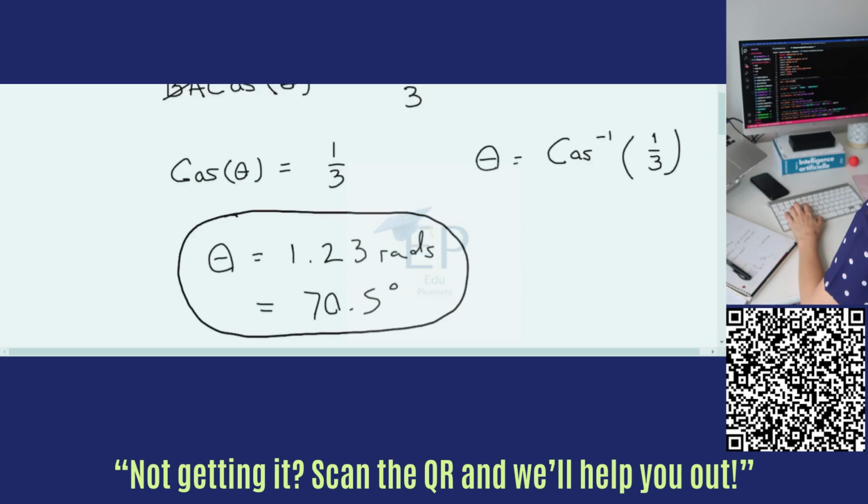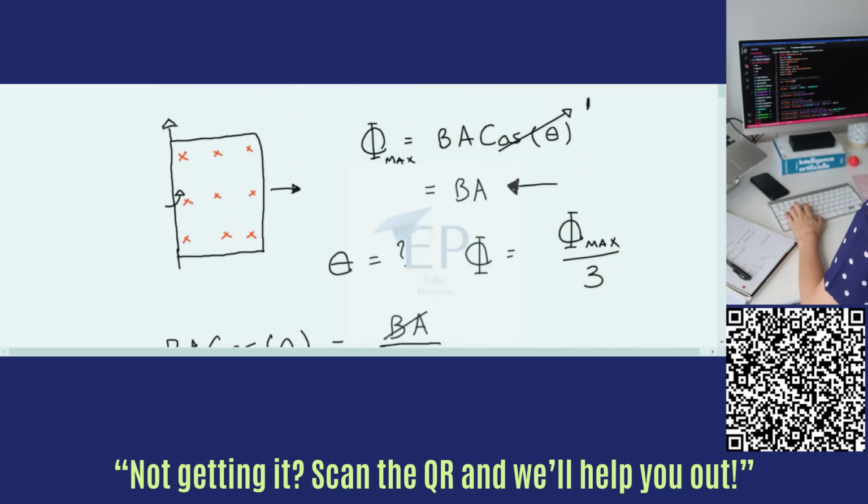So from the door initially just being closed, we would have to swing it open 70.5 degrees in order to reduce the flux to 1/3 of the value when it was just shut and maximized.